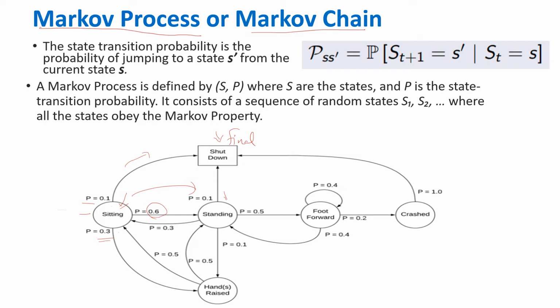So this is the state transition probability. What is the probability that a particular state will get transited to another state? That's what a Markov process is. And we have to remember the Markov property that we saw earlier. The probability that the robot will transit from sitting to standing is only dependent upon this particular state and not on the earlier state in which the robot was.